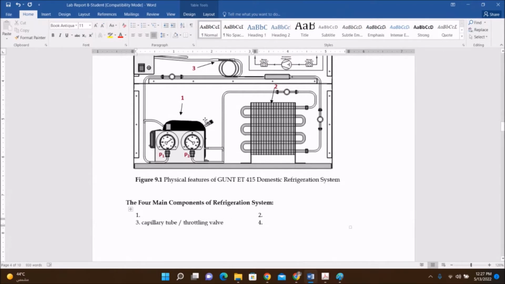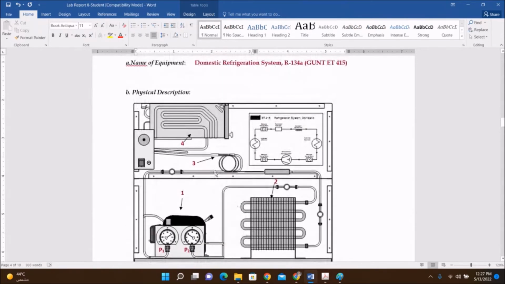Okay. So this part number 3 is a throttling tube, a capillary tube, and it acts as a throttling valve. So what is the use of the throttling valve? The pressure is dropped from a bigger tube to a smaller tube. This area is reduced, so pressure is dropped. So when pressure is dropped, the pressure of the liquid refrigerant is dropped.